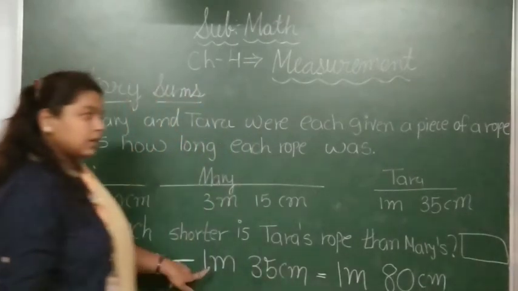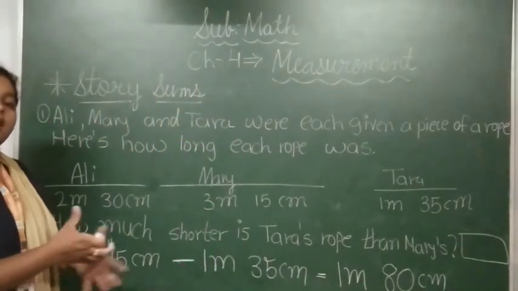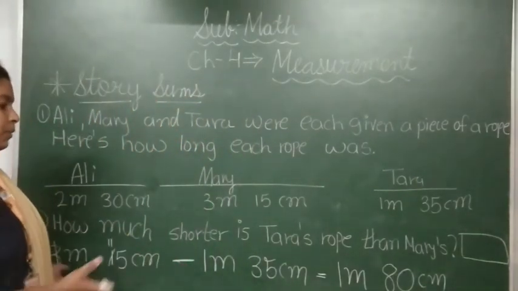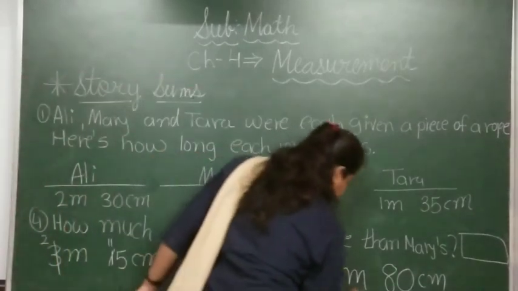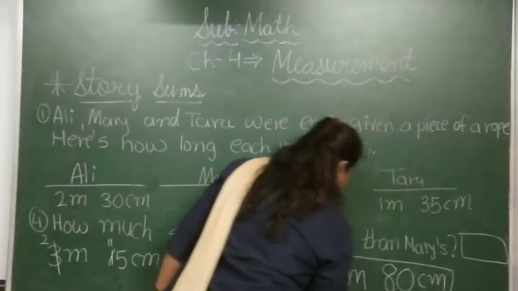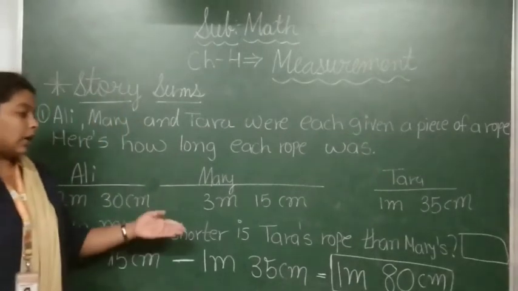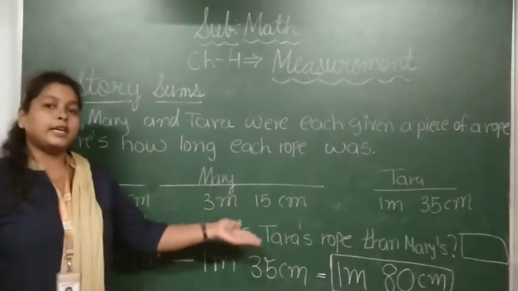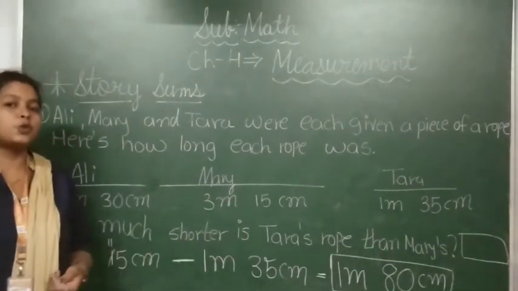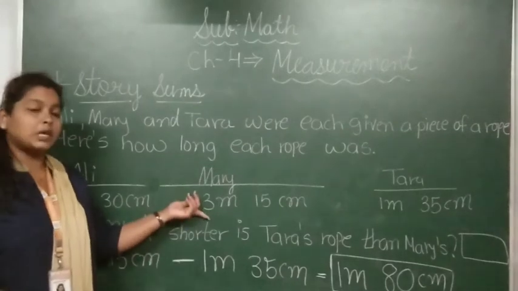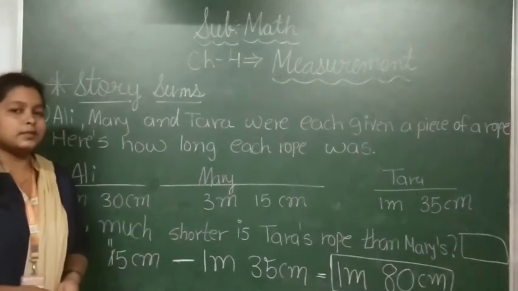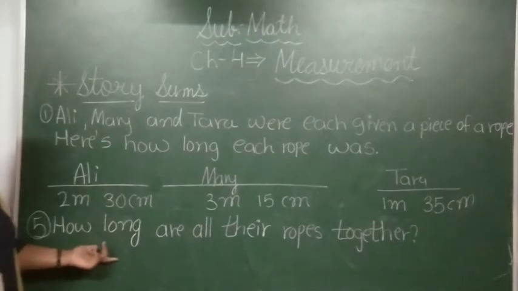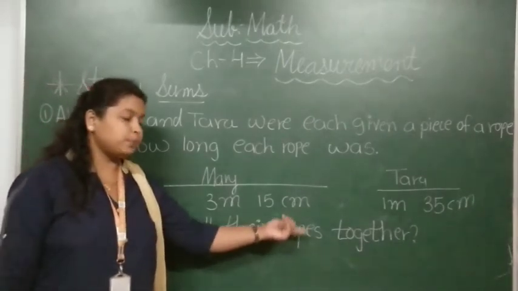So आपको पता चला कि कितने मीटर से या कितना शॉर्ट है तारा का. So 1 meter and 80 centimeter. So this is your answer कि तारा की रॉक 1 meter and 80 centimeter जितनी छोटी है. किससे इतनी छोटी है, तो मैरी की रॉक से. Okay students. Our next question is, how long are all the rocks together?